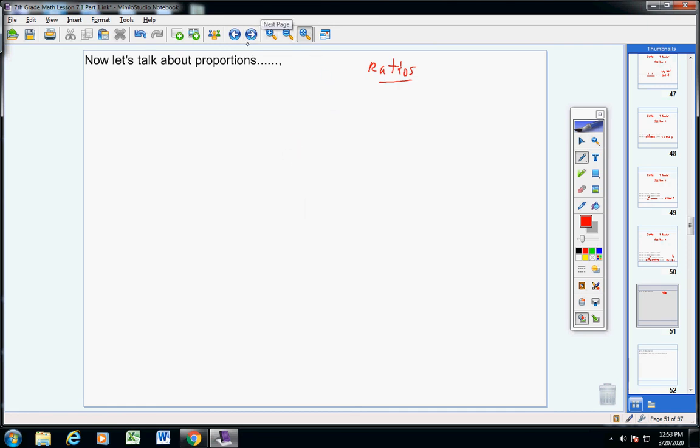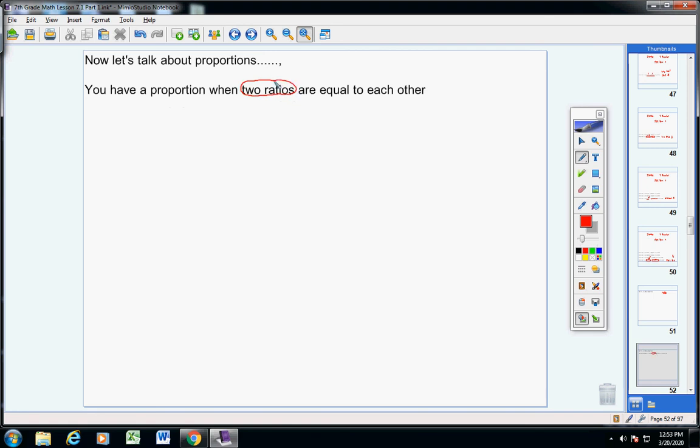Now, first of all, it's always good to write a definition, so please copy this definition, okay? You have a proportion when two ratios are equal to each other, okay? So that's when you have a proportion. A proportion has two ratios and they're equal to each other. Okay, for example, here's a ratio. Okay, students, and then 6/15 is a ratio and they're equal. So this whole thing, here's a ratio here, here's a ratio here, and they're set equal.